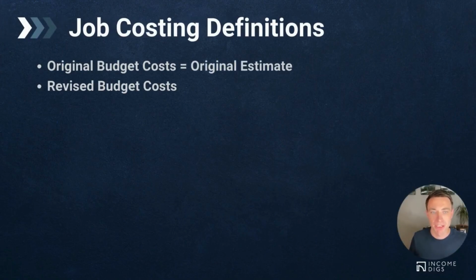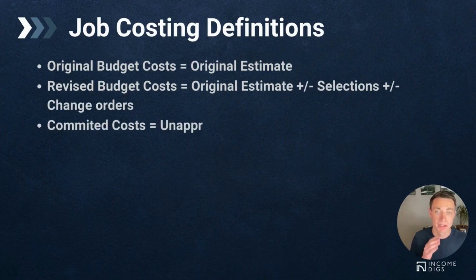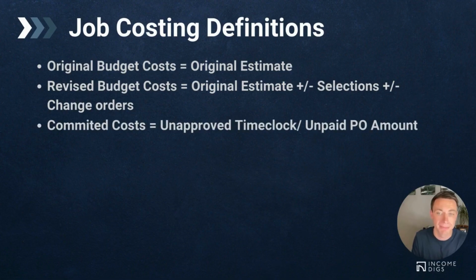Your revised budget cost now starts to incorporate your selections and your change orders. Your committed costs, that's going to be your unapproved time clock, your unpaid PO amount. You may or may not use this too much. I will. I'm going to show you how this works.